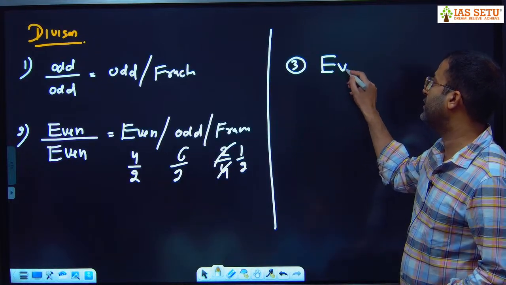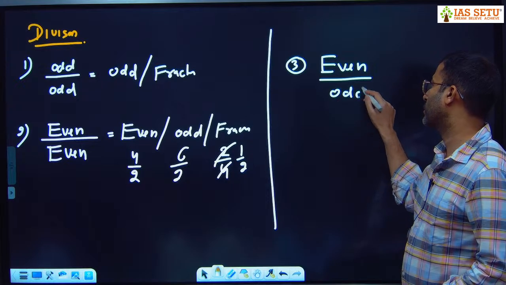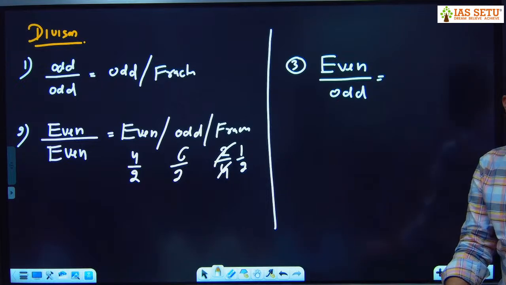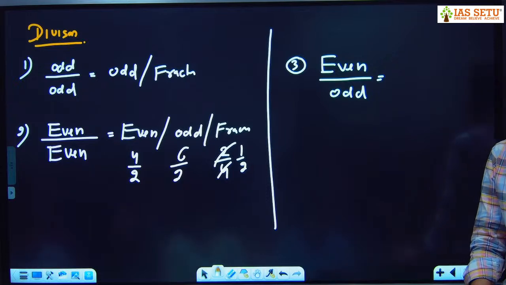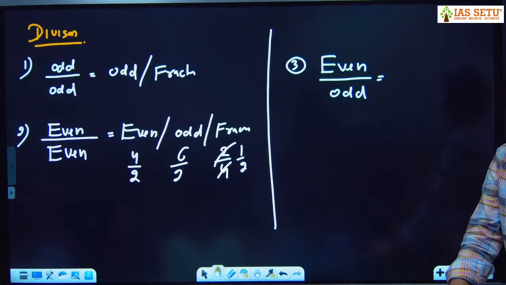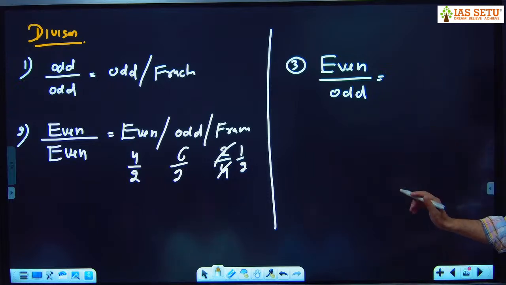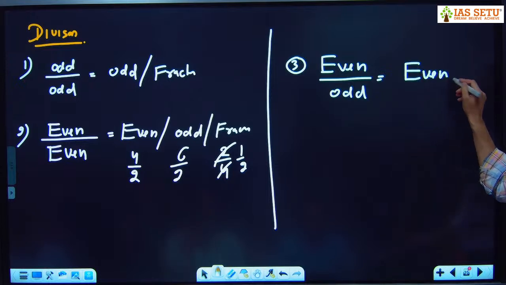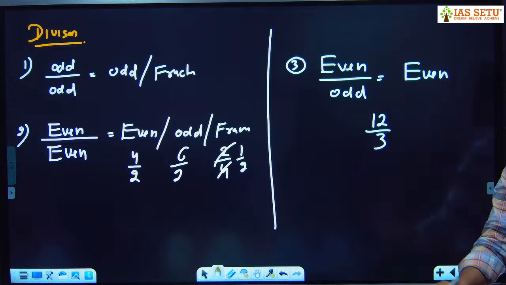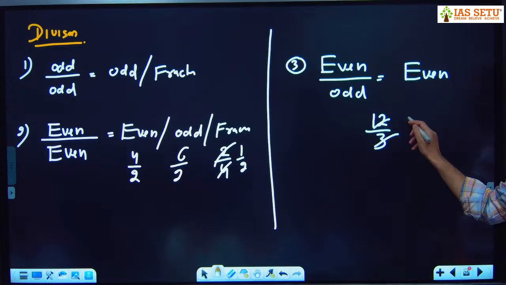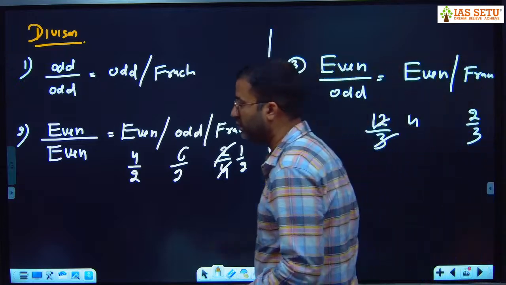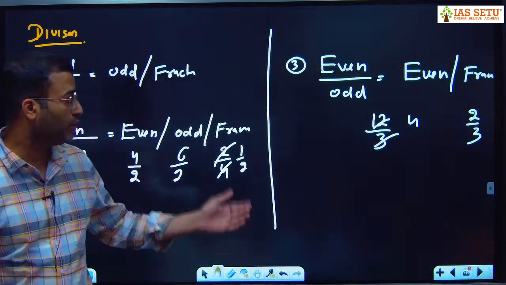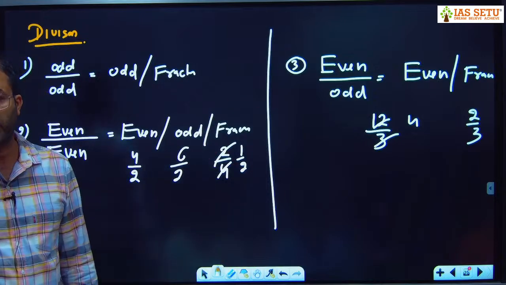Third, even number divided by odd. Tell me what are the possibilities? सिर्फ fraction, even also and fraction. I tell you, fraction तो होगा, उसमें तो कोई doubt नहीं, but even is also possible. I tell you कैसे? 12 divided by 3. 12 divided by 3 you get 4, which is even, and fraction also, fraction के लिए 2 by 3. तो you write example, even divided by odd can be even, can be fraction. Even के लिए example 12 by 3 is 4, fraction के लिए 2 by 3.